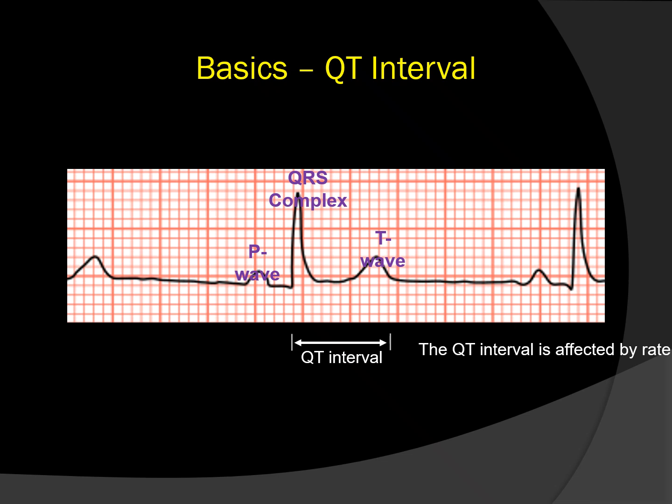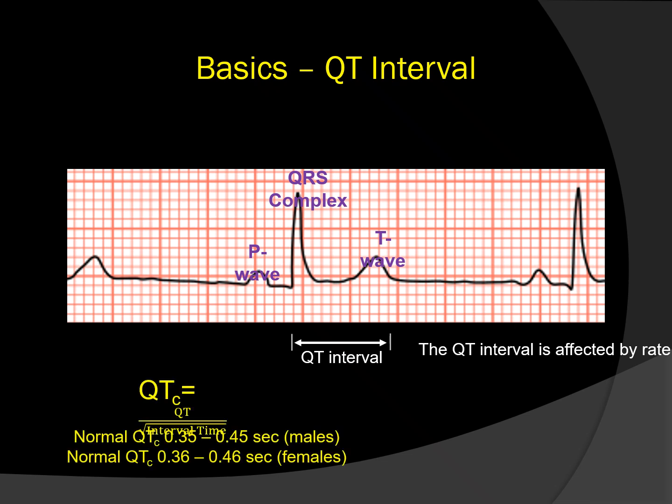To be able to compare QT intervals between patients or even within one patient at different heart rates, we need to do a correction to account for the rate. The correction is called QTc, or corrected QT interval. We get that by dividing the measured QT interval by the square root of the RR interval time. A normal corrected QT in males is between 350 and 450 milliseconds, and in females, 360 and 460 milliseconds.